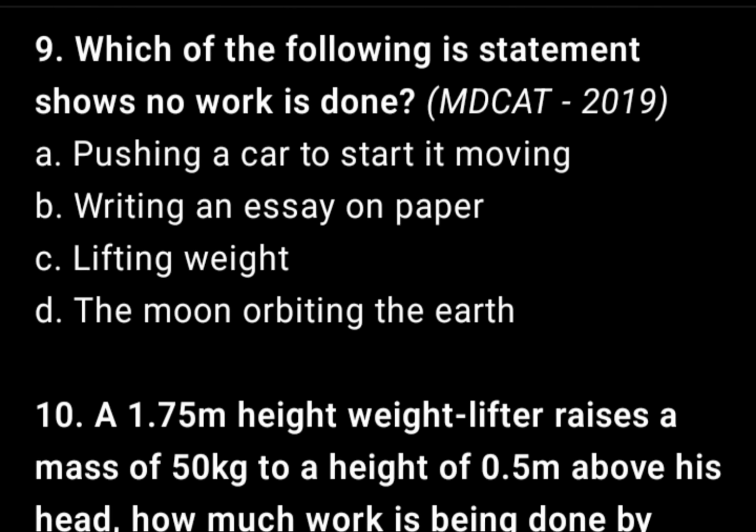9. Which of the following statements shows no work is done? MDCAT 2019. A. Pushing a car to start it moving. B. Writing an essay on paper. C. Lifting weight. D. The moon orbiting the Earth.